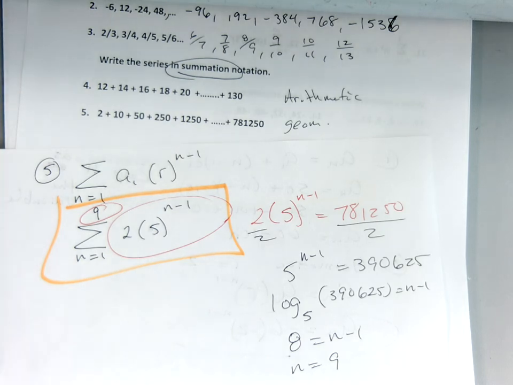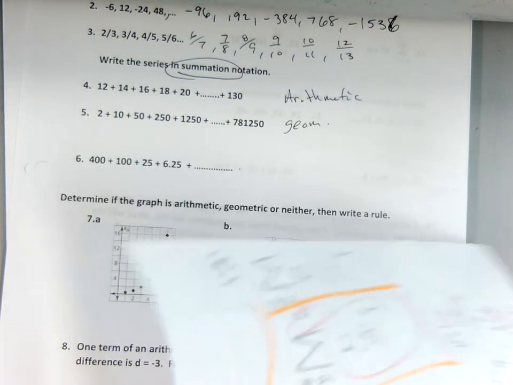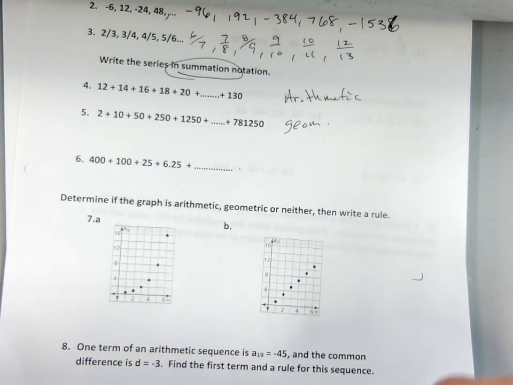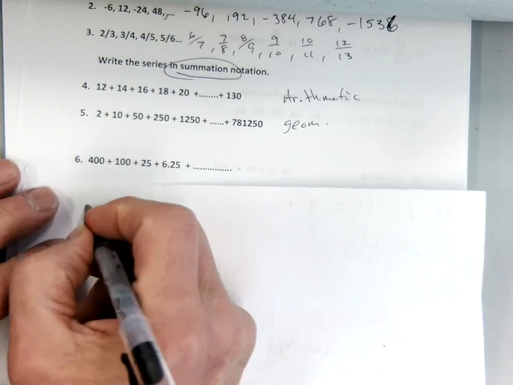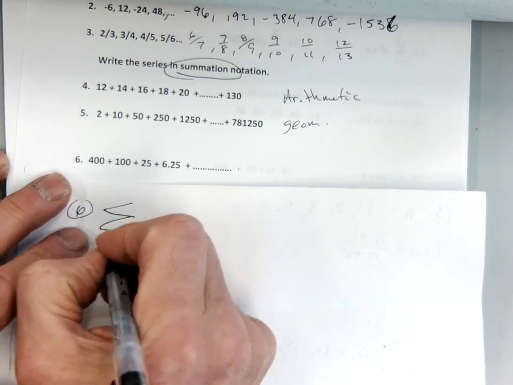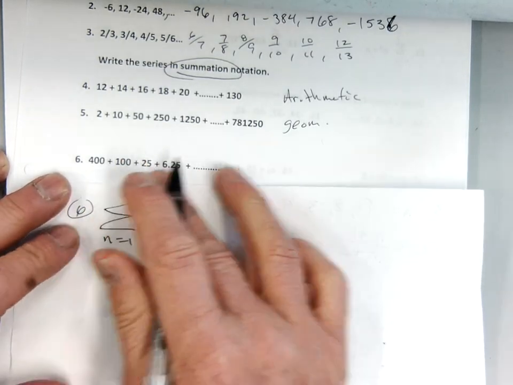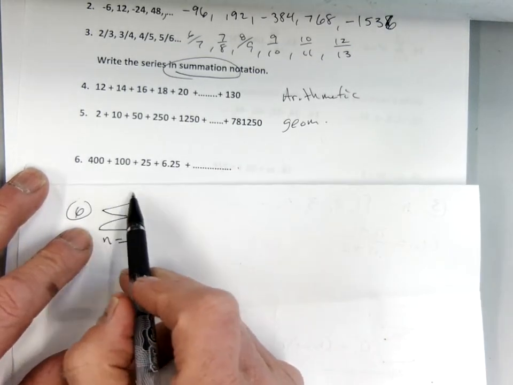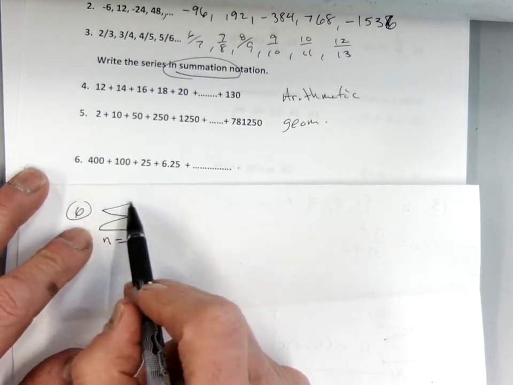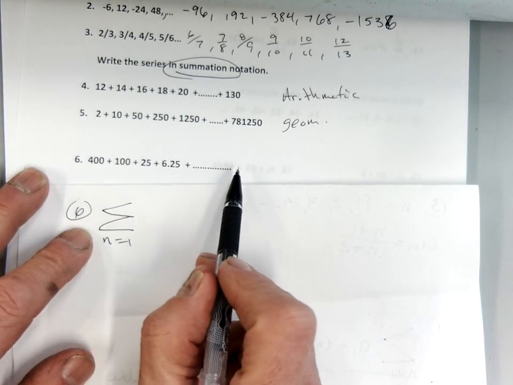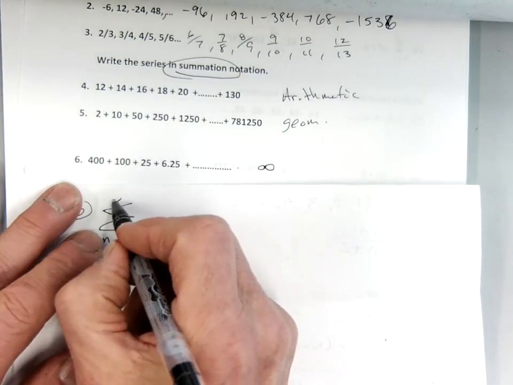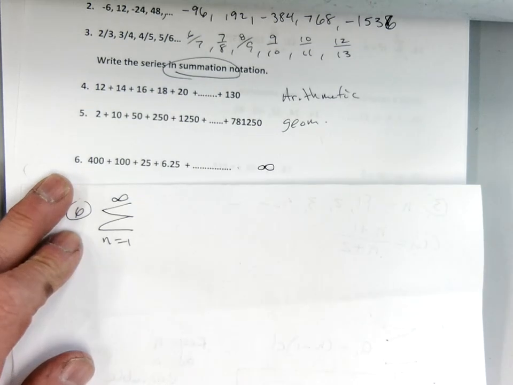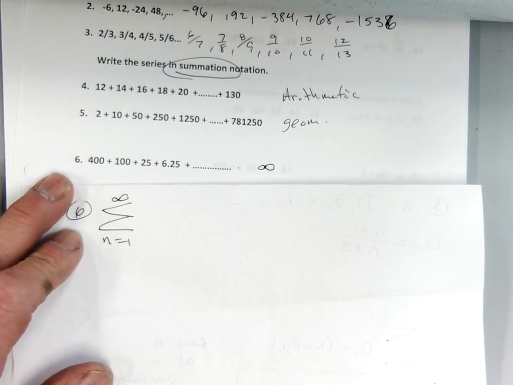All right, 6. Well, 6 is the easiest of all, honestly. Okay? You know why it's easy? What goes up here? Infinity. Is it arithmetic or geometric? Arithmetic or geometric?